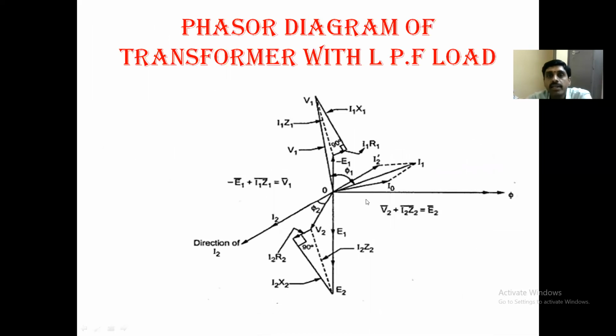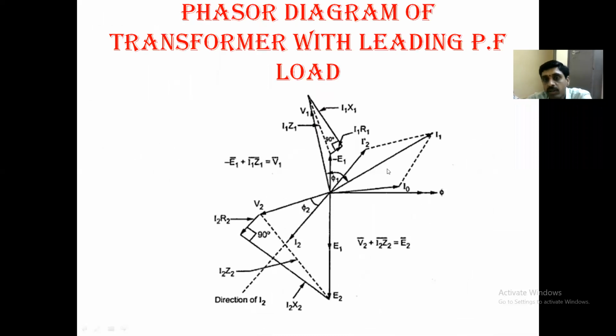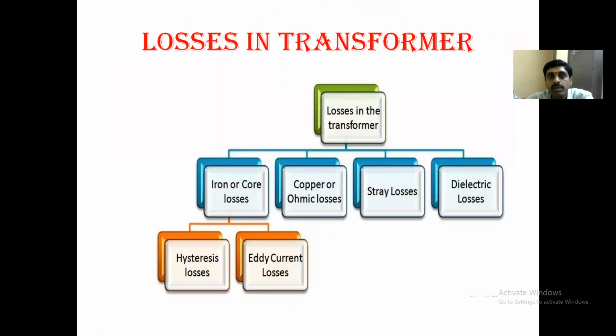So this is the phasor diagram with LPF load, lagging power factor load. That's what we have drawn now. We are showing this one separately, where V1 is equal to E1 plus I1 Z1. And this is the phasor diagram with the leading power factor load. That's what we have seen in the previous case. We have shown it with the picture maximized. Now we can draw these phasor diagrams very easily.